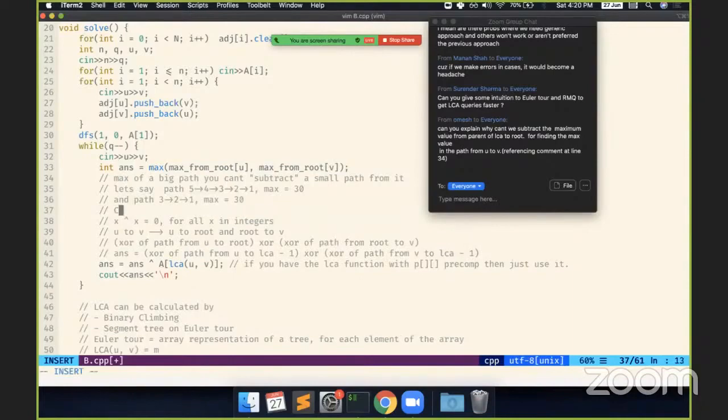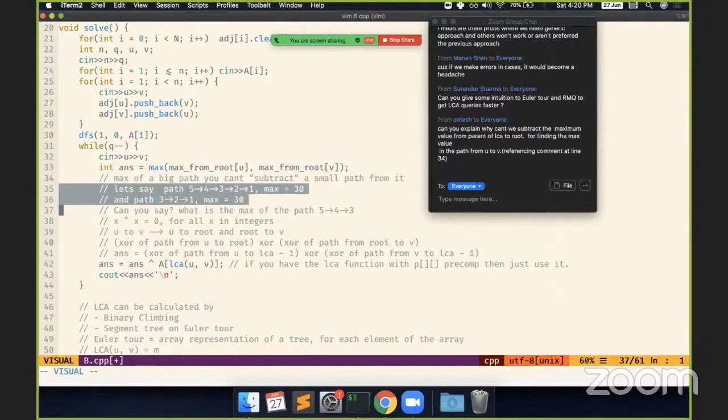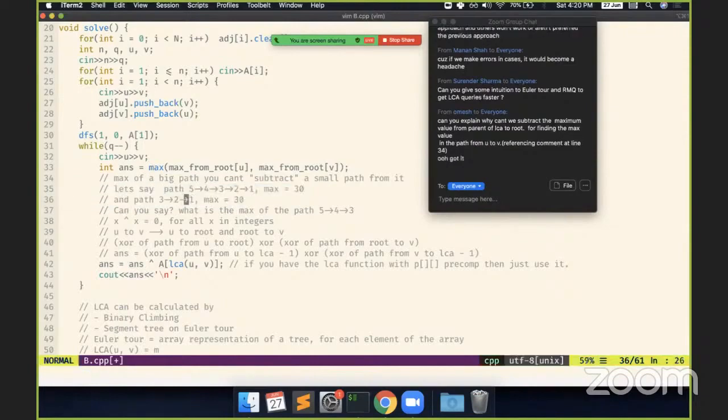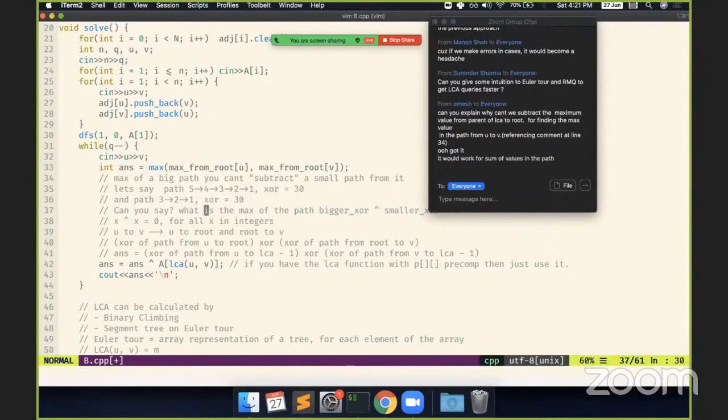Now, can you say what is the max of the path 5, 4, 3? You can't, right? Even though you know the max of the big path and the max of the small path, you still can't say what's the max of the subtracted path. Whereas in XOR, you could cancel out stuff. If this is the XOR and this is the XOR, you could just take the bigger XOR and XOR it with the smaller XOR. So it becomes zero. So you know that the smaller path has a XOR of zero.